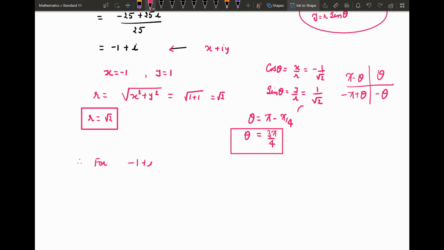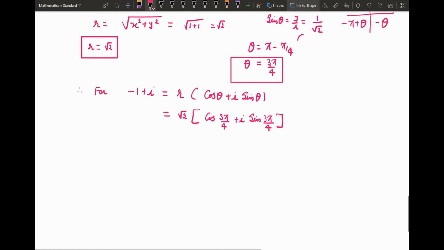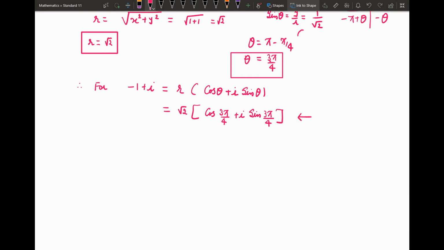for minus 1 plus i polar form, r into bracket cos theta plus i sin theta, r equal to root 2, cos 3 pi by 4 plus i sin 3 pi by 4. So this is the required polar form.